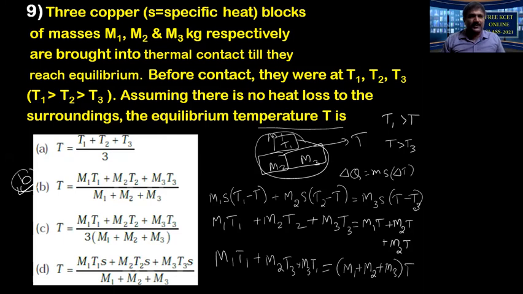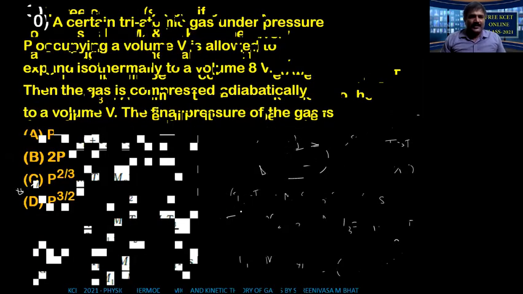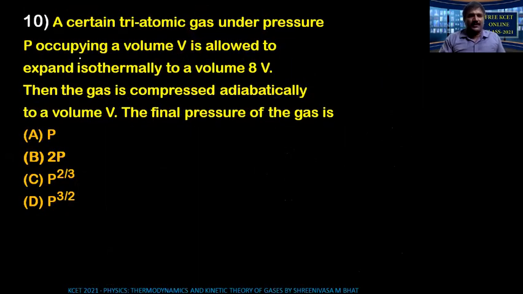Then I go to the next question, number 10. A certain triatomic gas under pressure P occupying volume V is allowed to expand isothermally to a volume 8V. The gas is then compressed adiabatically to a volume V. The final pressure of the gas is? So firstly, the initial pressure and volume. It is expanded isothermally.